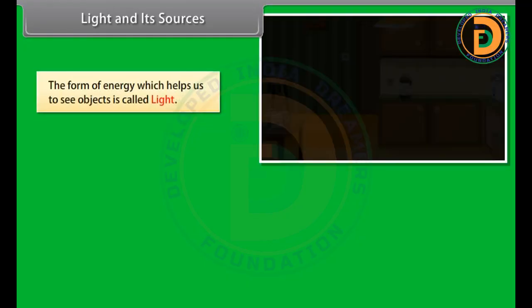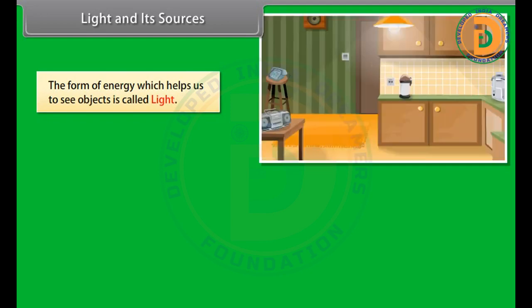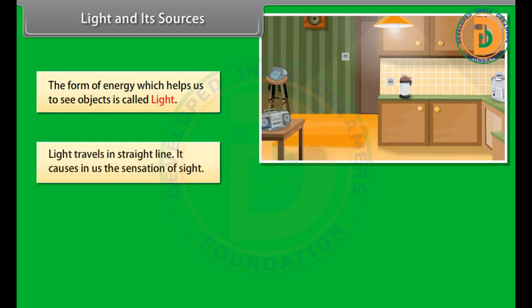The form of energy which helps us to see objects is called light. Light travels in straight line. It causes in us the sensation of sight.